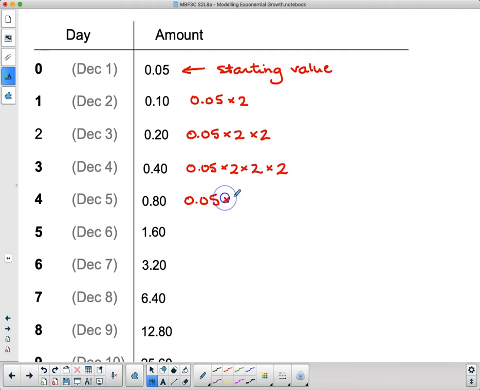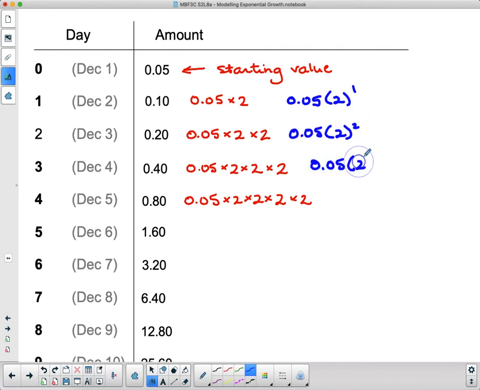0.05 times 2 times 2 times 2 was the value from the day before, and now I just have to double it again. So we've already done our exponential unit, so hopefully you can actually write this as an exponential. This is 0.05, and then I have 1, 2. This one down here is 0.05, and then I have 2 2's. This one here is 0.05 multiplied by 3 2's, so we need 2 to the exponent 3, and so on and so forth.